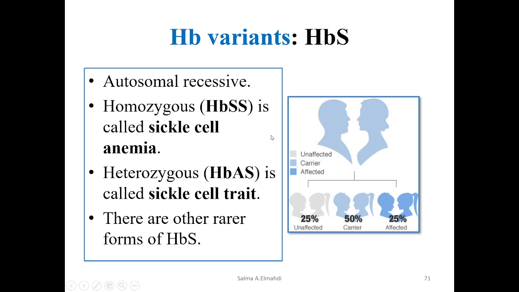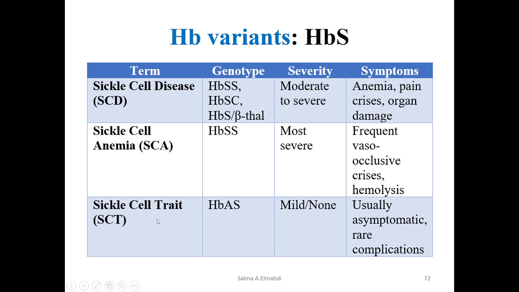Hemoglobin S is inherited in autosomal recessive manner. So 25% of children will be affected, 25% will be unaffected, and 50% will be carriers. Homozygous hemoglobin SS is called sickle cell anemia, while heterozygous hemoglobin AS is called sickle cell trait. These terms, we need to differentiate between them: sickle cell disease, sickle cell anemia, and sickle cell trait.